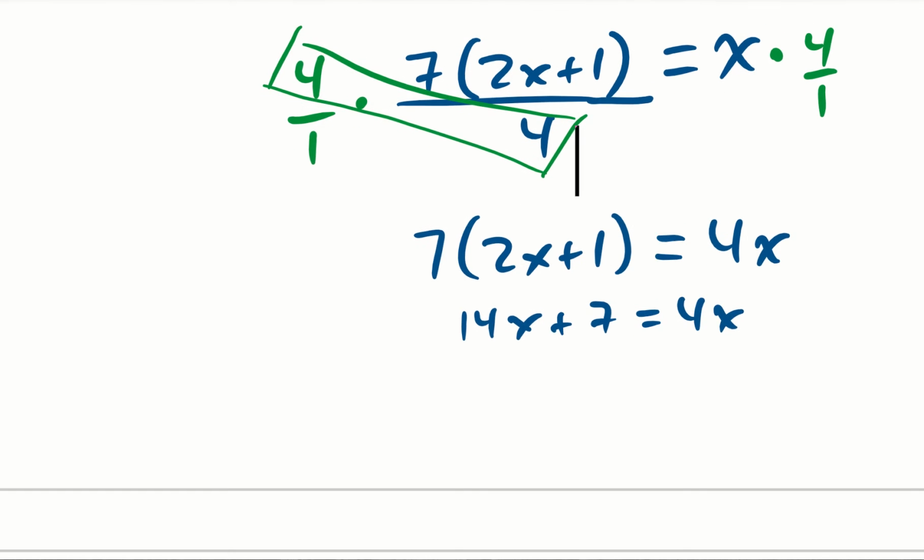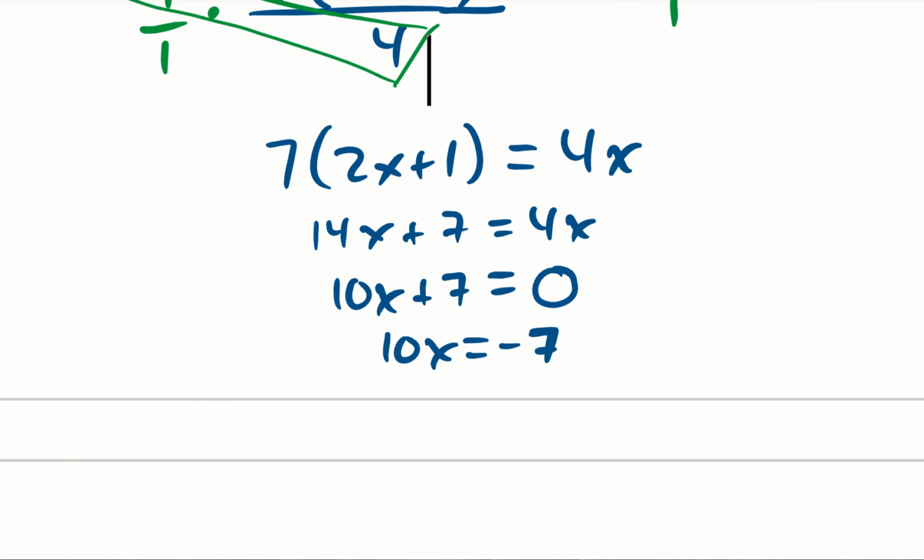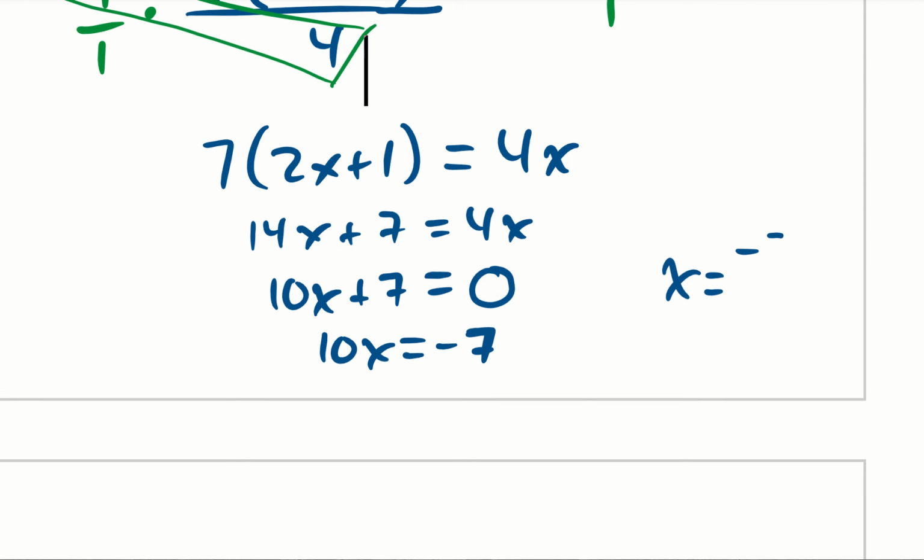I'm going to just show this so you can see it, because I see this happen sometimes and people forget that there's two sides to the equation. I'm going to subtract 4x from both sides. When I subtract 4x from the left hand side, that gives me 10x plus 7, but remember there's still two sides. When I take 4x away from this side, it gives me 0, right? So now I'm going to subtract 7 from both sides, so 10x is negative 7, and then to solve for x, I'm just going to divide both sides by 10. So x is equal to negative 7 over 10, negative 7 tenths.